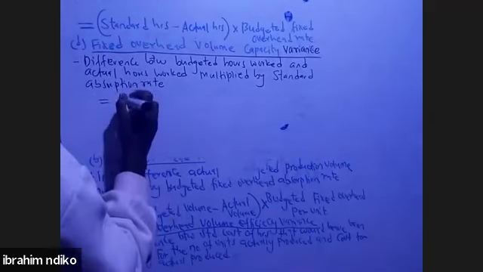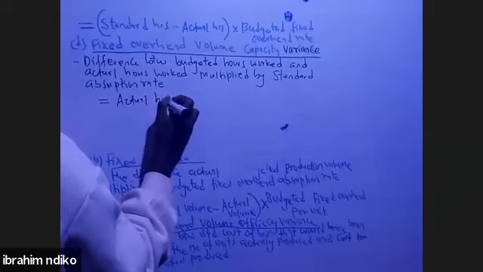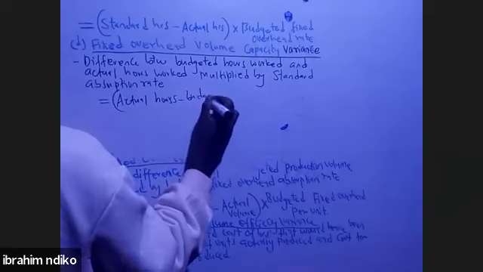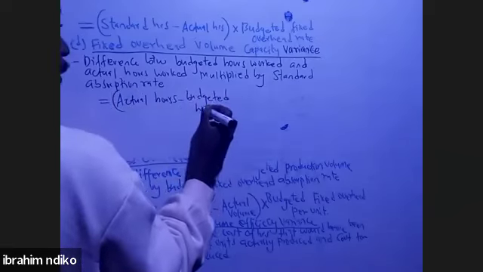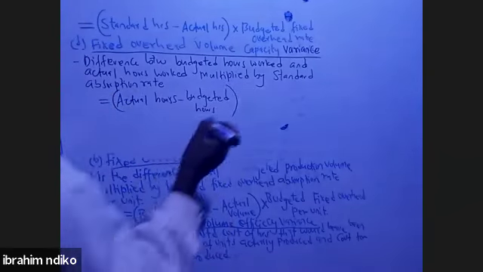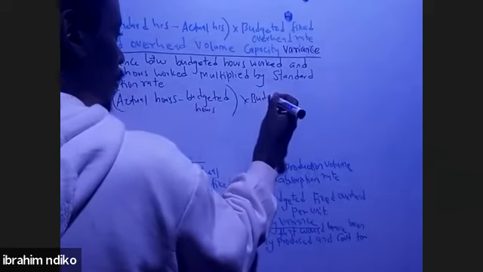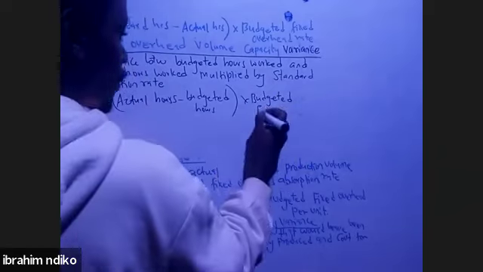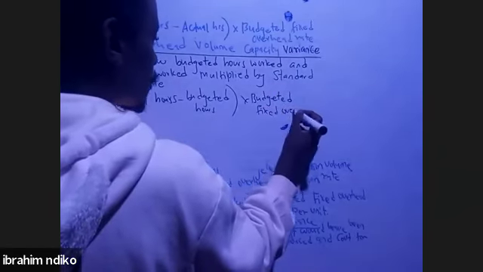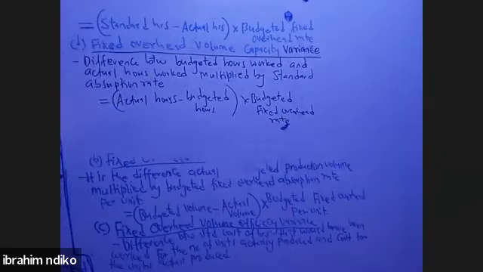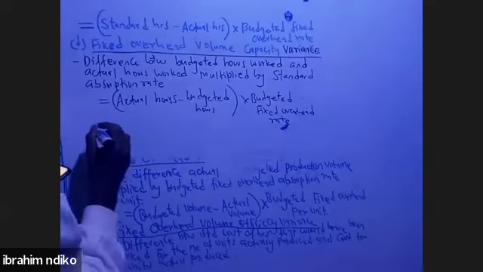The formula. So it's equal to actual hours minus budgeted hours, then multiply with the budgeted fixed overhead rate. That is all.